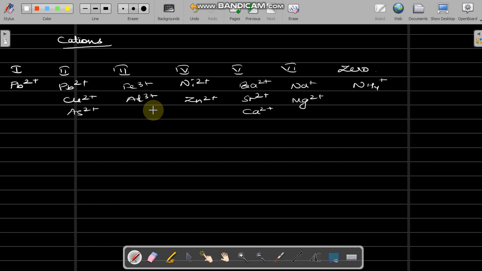So for this detection, we make an original salt solution. Original salt solution means whatever salt is provided, you just take it and dissolve it in water in a beaker. Generally, when you put normal water, it gets dissolved. Suppose it does not dissolve, then you just warm it. If on warming also it does not dissolve, then you can add a few drops of dilute HCl.